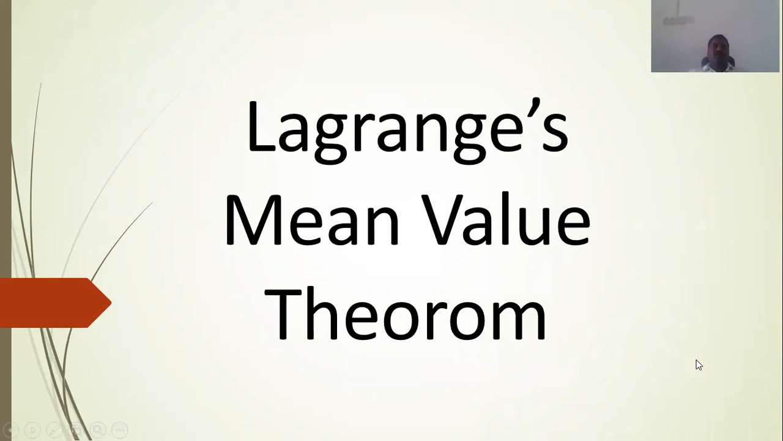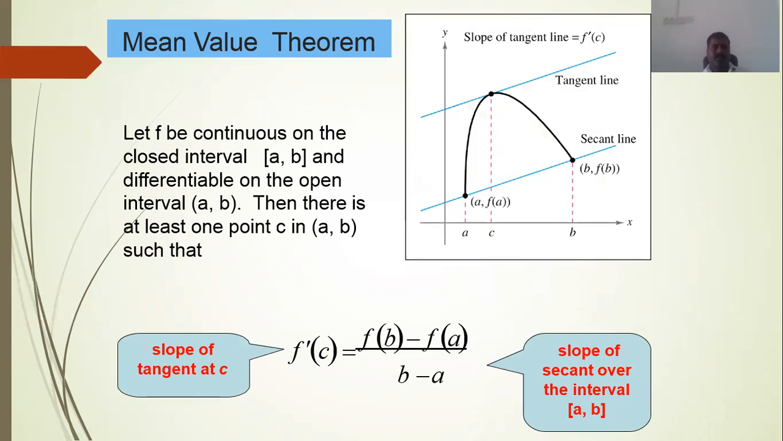This class we will see Lagrange's mean value theorem. In general, it's called the mean value theorem. What are the conditions? f(x) should be continuous in [a, b] and derivable in the open interval (a, b). Then there exists at least one point c in that domain such that f'(c) equals [f(b) minus f(a)] by [b minus a].